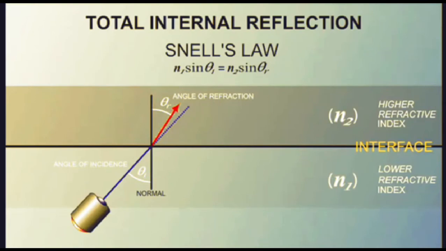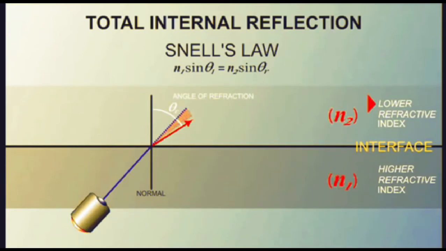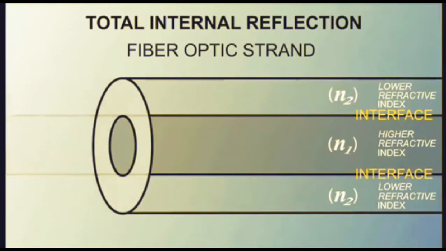Snell's law states that if the refractive index of the second medium is greater than that of the first, the angle of refraction is smaller than the angle of incidence, and conversely, if the refractive index of the second medium is smaller than that of the first, the angle of refraction is greater than the angle of incidence. This is the principle that enables light to travel through a fiber optic strand.